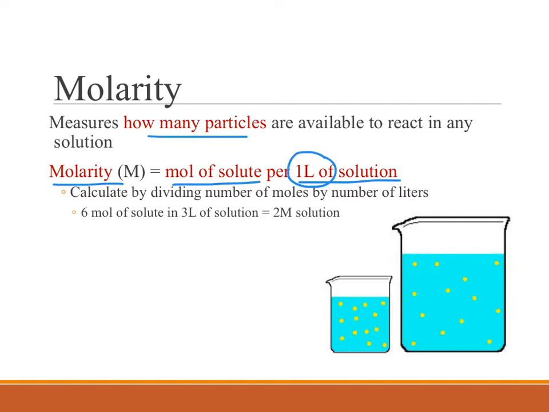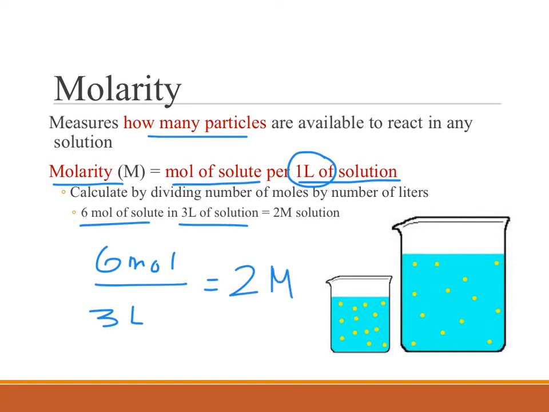in liter form. So again, just to give an example, if you have 6 moles of solute that's in 3 liters of solution, you'd have 6 moles divided by 3 liters. The word per just means divided by, and then 6 divided by 3 is going to give you an answer of 2. So we'd say the molarity is 2.